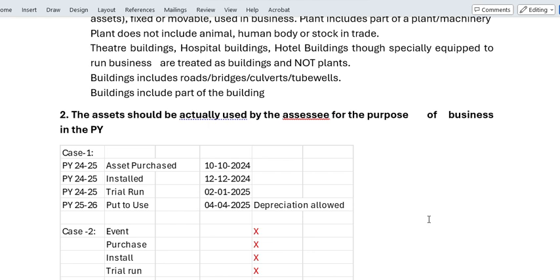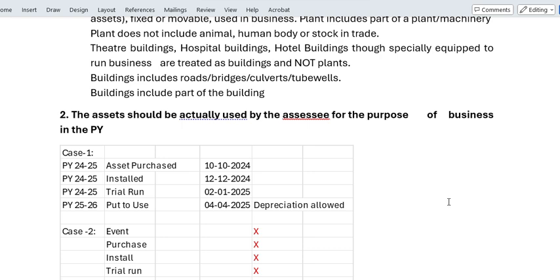Now we'll consider one or two examples. For getting depreciation, the asset should actually be used in the business. It should be put to use in the business. What is put to use? You have purchased some asset, but you are not using it in business, you have not tested it, you have not installed it, you have just conducted a trial run. In that case, you will not get depreciation on that. You have to use it in the business, not necessarily actively. Passively also you can use.